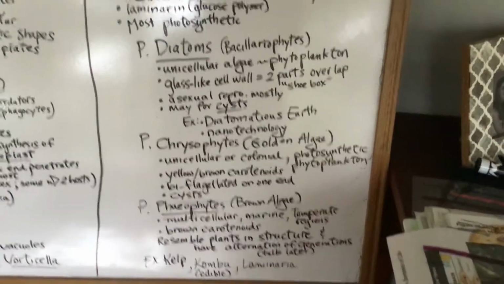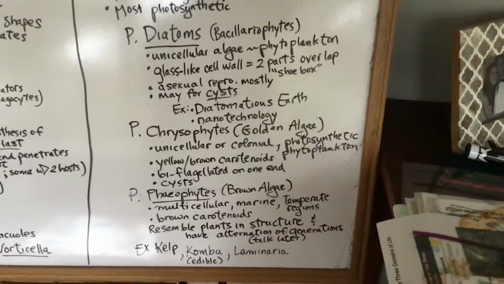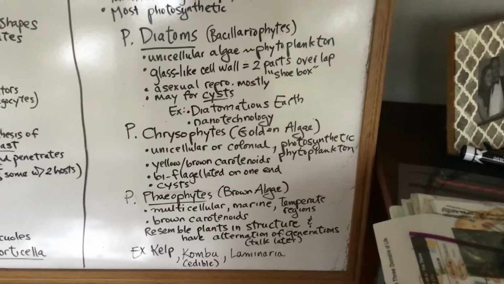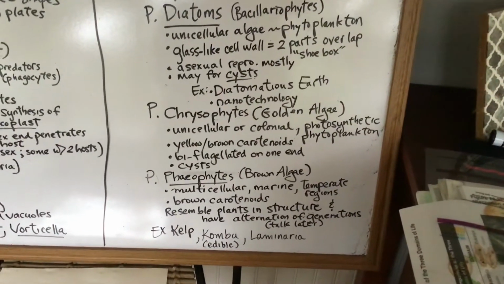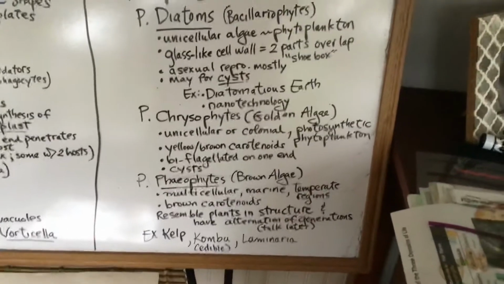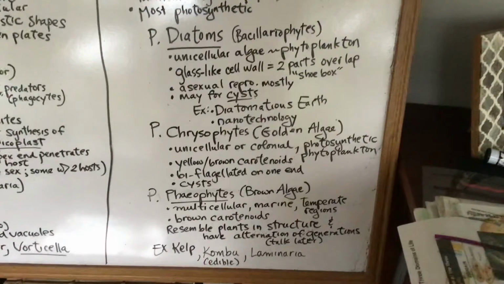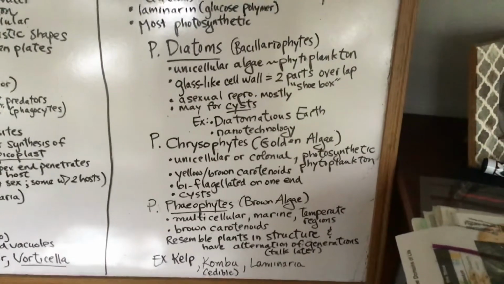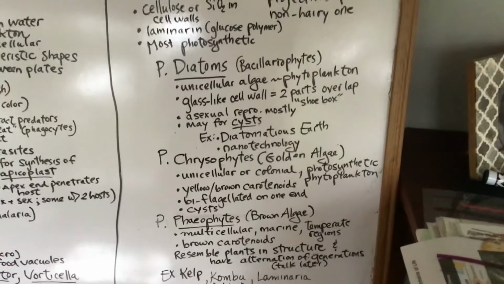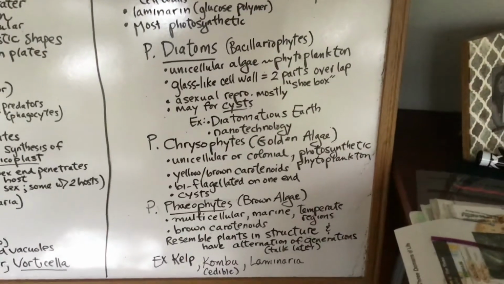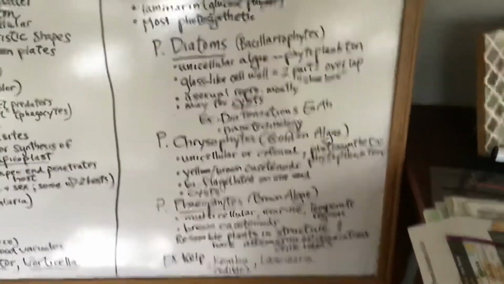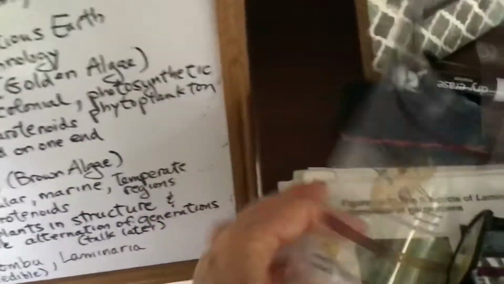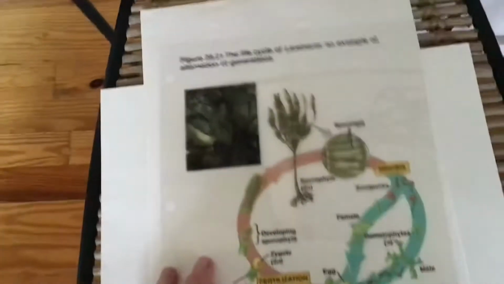These are brown algae. They are multicellular and marine, and they usually are found in temperate regions, and they have brown carotenoids. These resemble plants in structure, and they also have alternation of generations, which we'll talk about later, but that's kind of a plant feature. But otherwise not really related to plants in terms of internal parts, mainly the way they do photosynthesis, etc. Some examples are kelp, which you probably have heard of, kombu, which is an edible one, and Laminaria. Okay, so we're going to look at the structure of that. You'll see, it looks a lot like a plant.